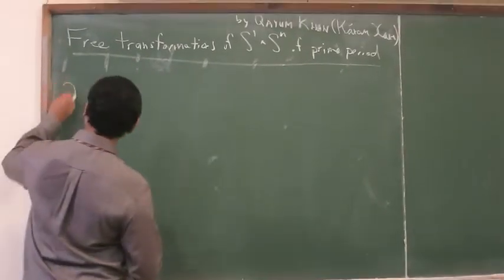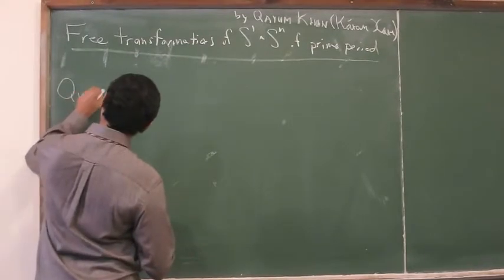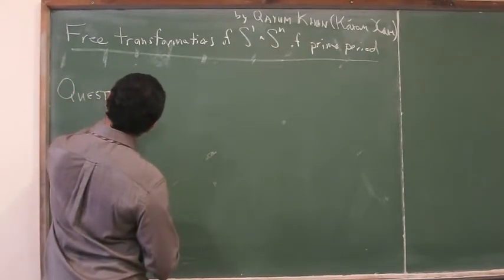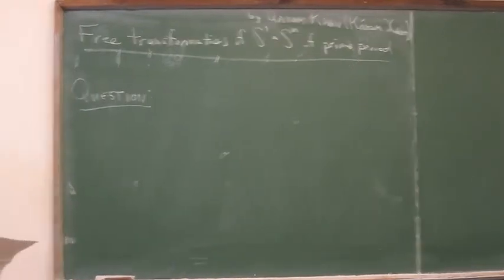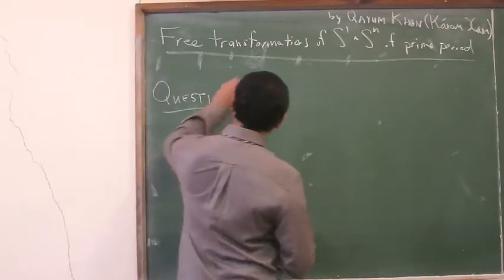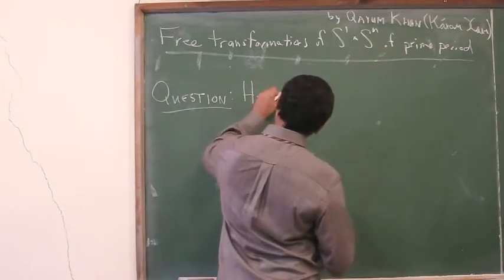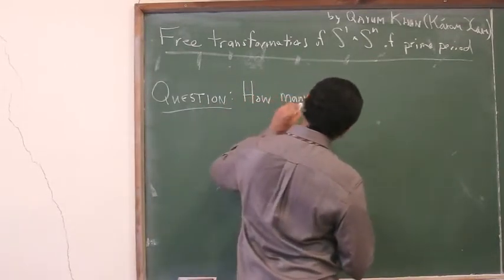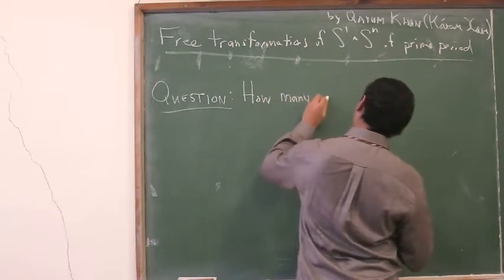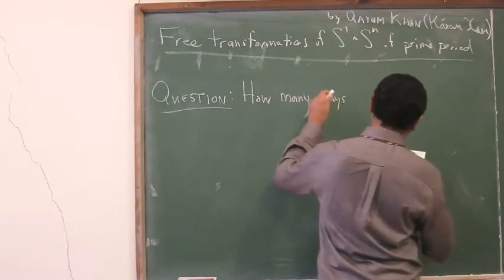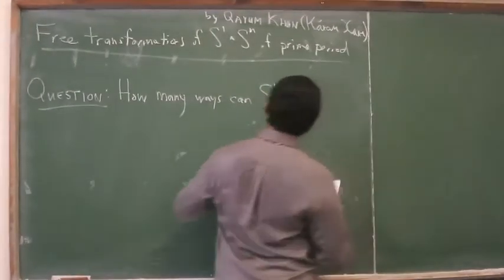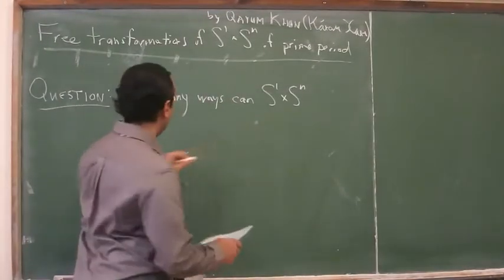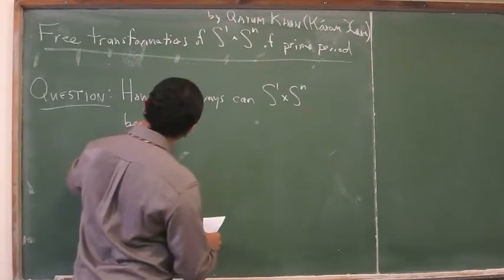Okay, so I will talk about this question. In topology, transformation groups. How many ways can S1 times Sn be a cover?